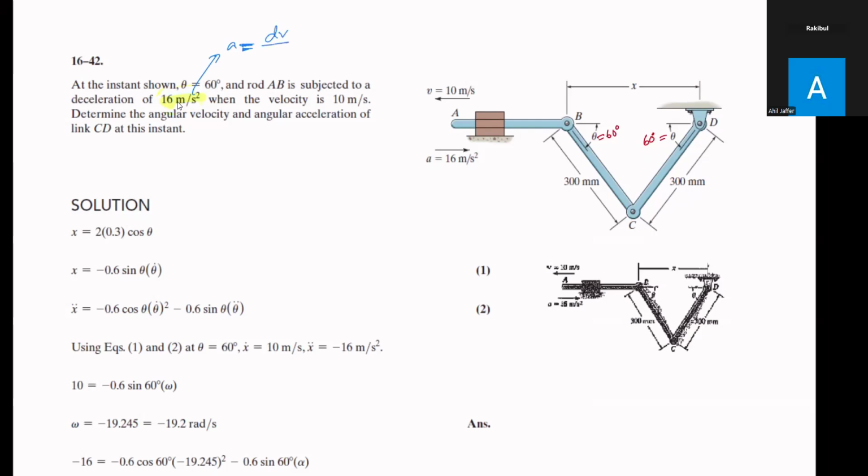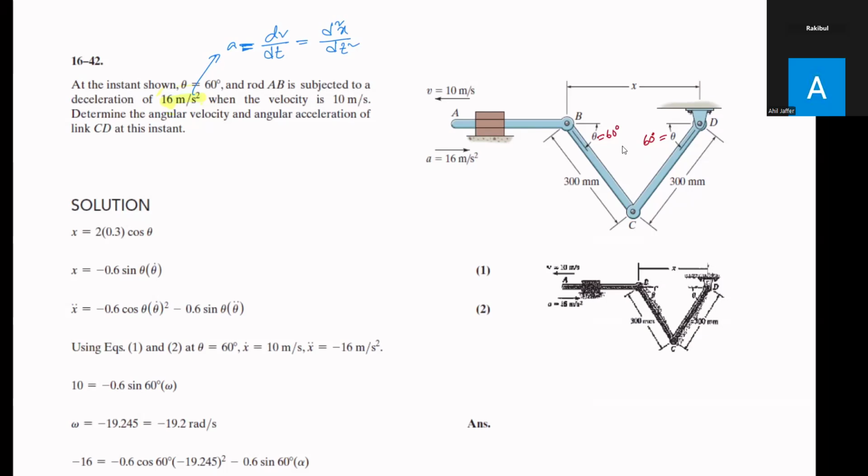Can you give the calculus formula? dv over dt, or d squared x over dt squared, something like that. When the velocity is 10 meters per second, so this is at this instant, at this moment, we know the velocity of rod AB.